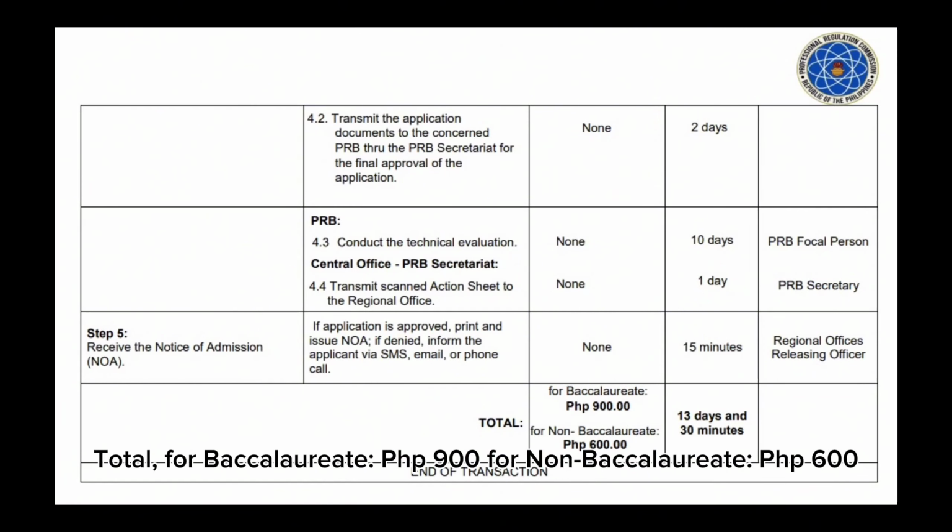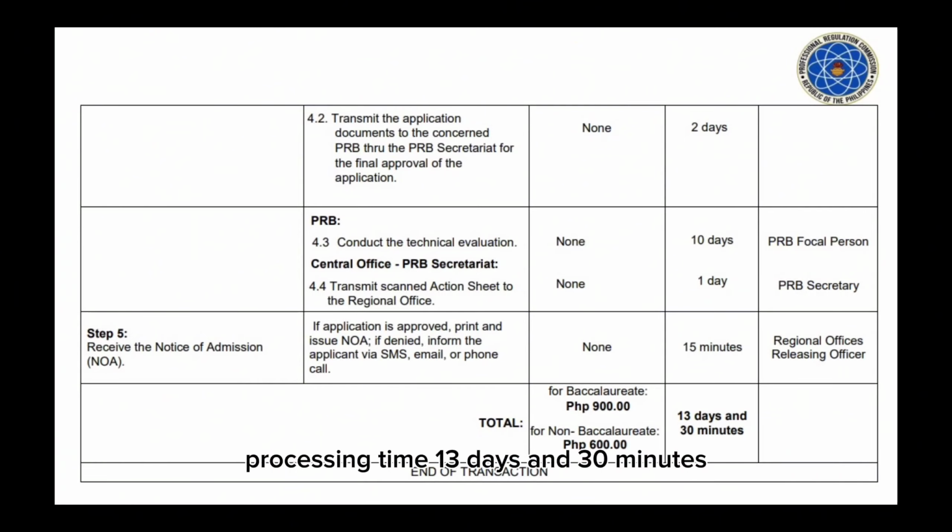Total. For baccalaureate, 900 peso. For non-baccalaureate, 600 peso. Processing time, 13 days and 30 minutes.